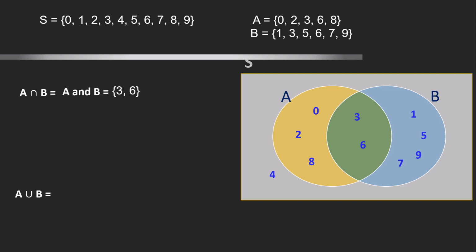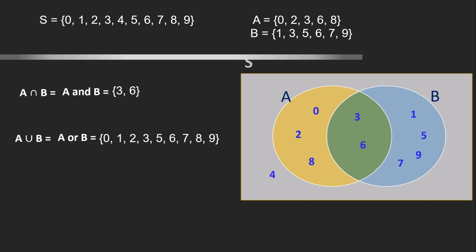Then go to A union B, or we can say A or B. That means all elements in A and in B and the common region. Or I can say all elements in only A region, only B region, and in the common region. So you see we have these elements in A and B. So that is A union B.